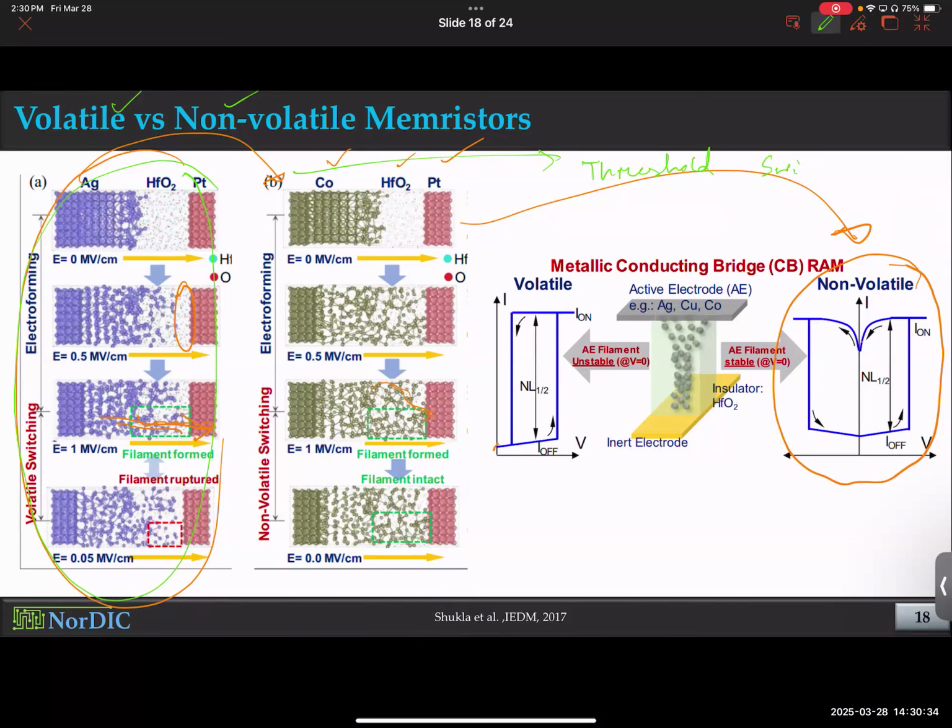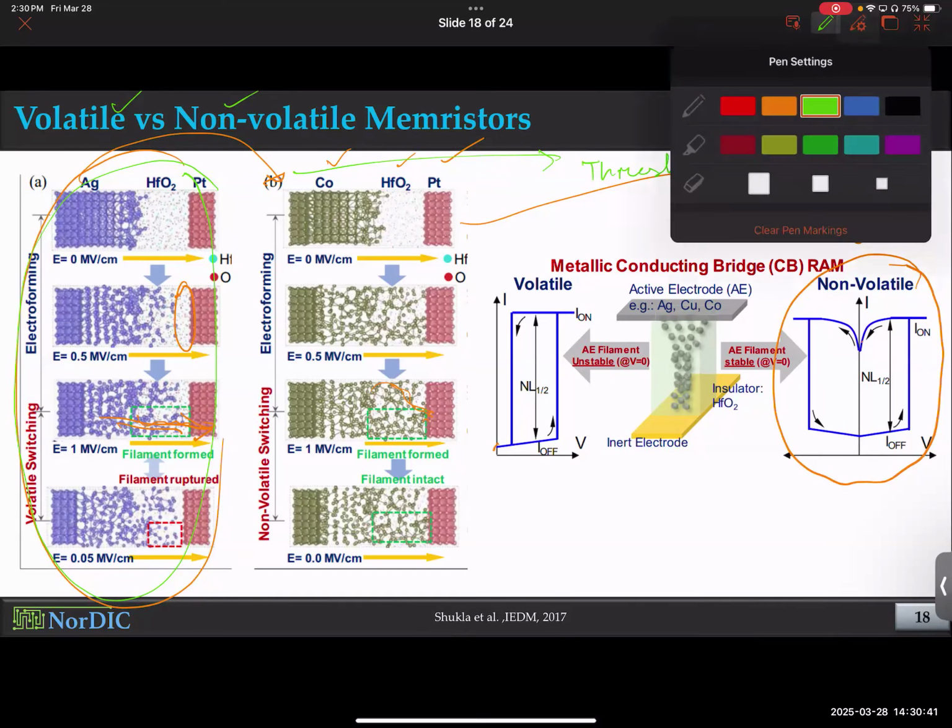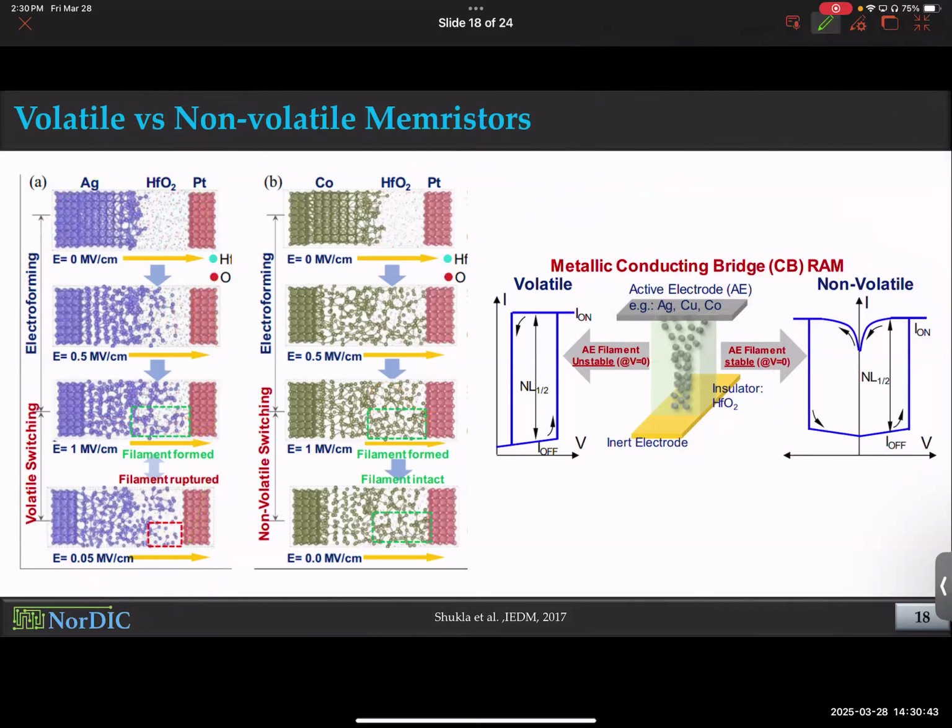Threshold switches, and I'll tell you more about them. Okay, so don't worry. I'm just brushing up on this concept at this point. So they cannot be used as a memory, as you can imagine, but they can be used as something else. They could help other memories.